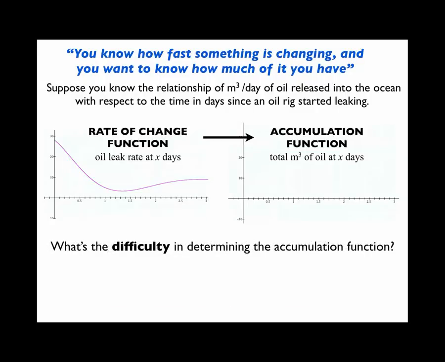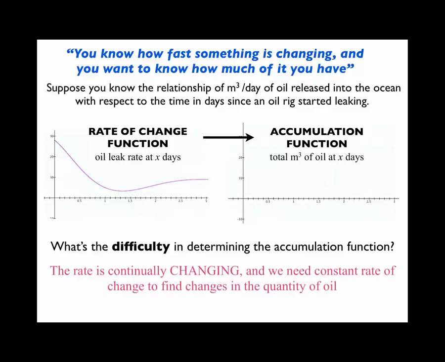So what's the difficulty? The rate that we're given is a continually changing rate. And the tool that we have to calculate the total amount of something is based on constant rate of change. We need constant rate of change to get definitive amounts of a quantity. We need constant rate. So what do we do? What's the approach that we take in light of this difficulty?